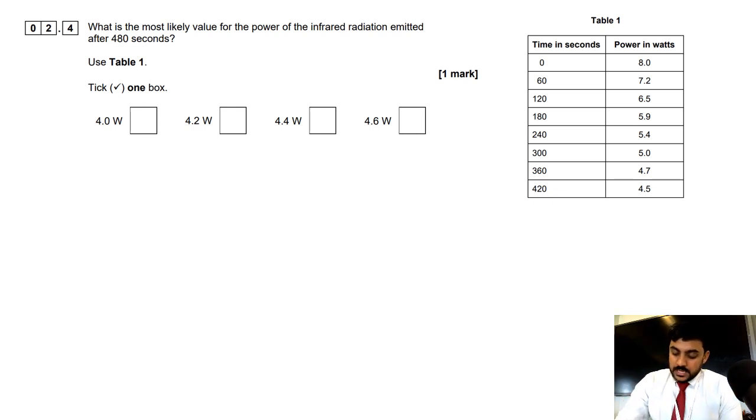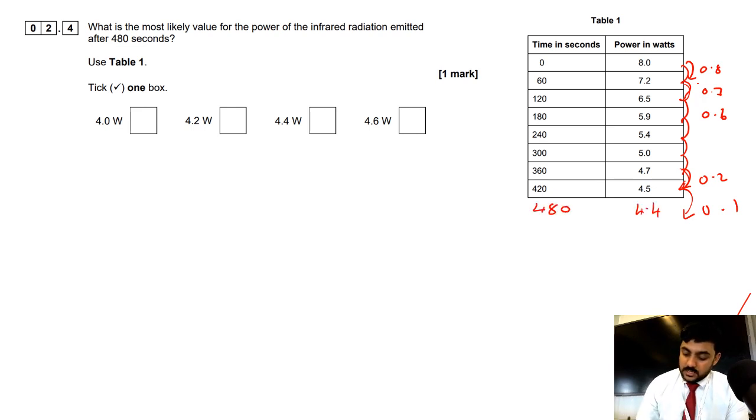So up to here, we discovered that each time the decrease gets smaller. So from here to here is 0.8, then 0.7, then 0.6, then 0.5, then 0.4, then 0.3, then 0.2, well, 0.2 here. From 4.7 to 4.5 was a decrease of 0.2. If that trend was to carry on, then from here to here, it should be a decrease of 0.1. So what would that value be? It would be 4.4. At 480 seconds, it should be 4.4.